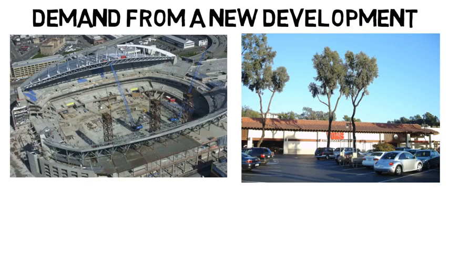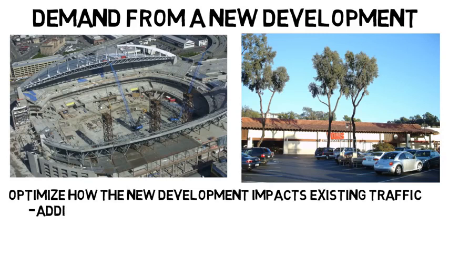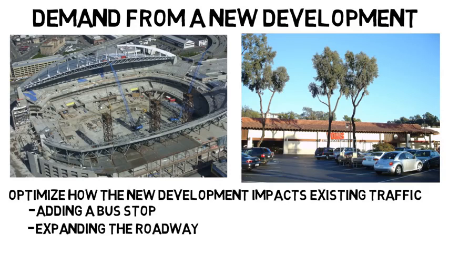The engineers would try to optimize how the new development impacts existing traffic. They would look at data from other similar places to see what kind of traffic they get, then try to make improvements where possible. It could be simple like adding a bus stop in the nearby area, all the way to expanding the roadway to allow for more traffic.